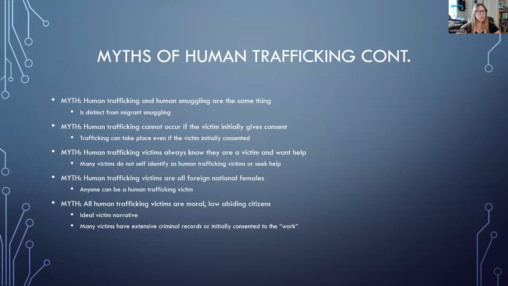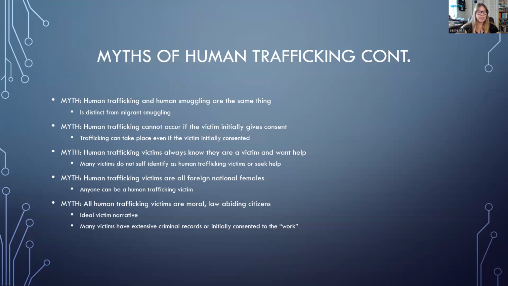The next myth is that human trafficking victims always know they are a victim and they want help. Many human trafficking victims do not self-identify as a victim or don't even seek help. Sometimes they feel ashamed or guilty, or a lot of times they don't even understand they're being trafficked due to the coercion or the web of lies they're being told by their trafficker. Or sometimes a victim can develop a sort of Stockholm syndrome known as trauma bonding, which we'll talk about more throughout the semester.